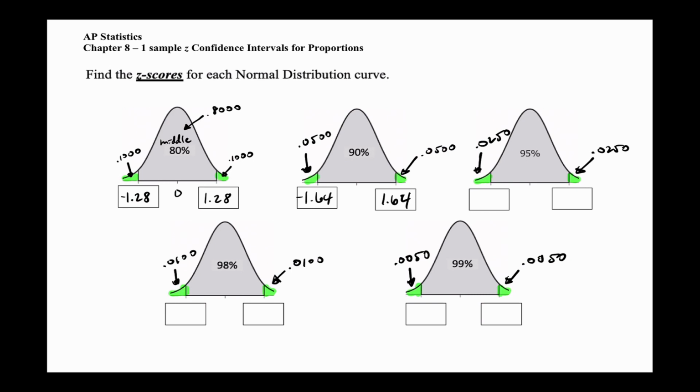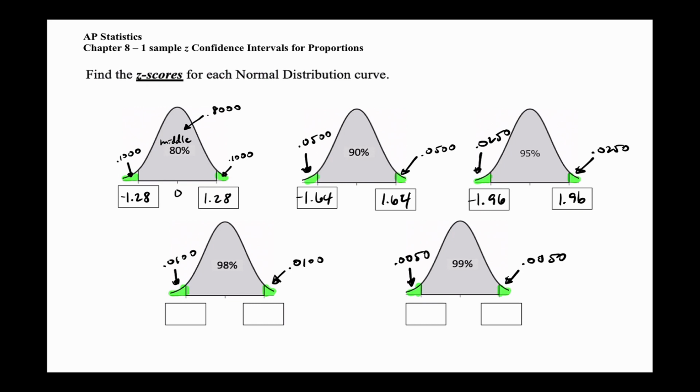As long as you use the same one on each side, it's okay. Like you could use 1.64 or 1.65. It's okay because they're the same distance away. And then middle 95 means there are 2.5% in each tail. So that one is 1.96. So negative 1.96 and positive 1.96.